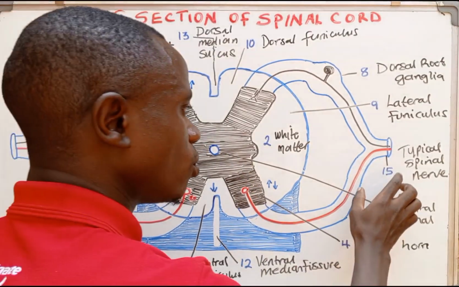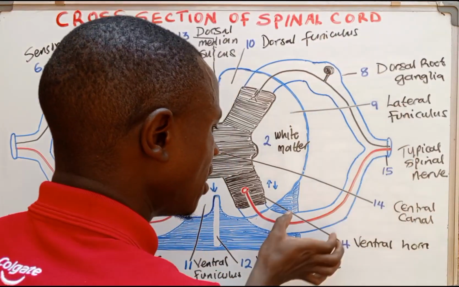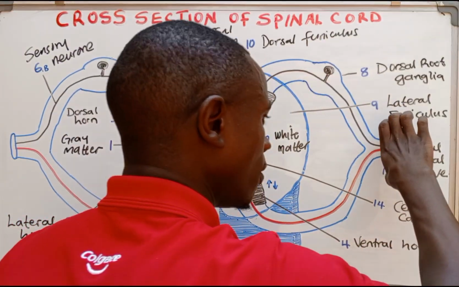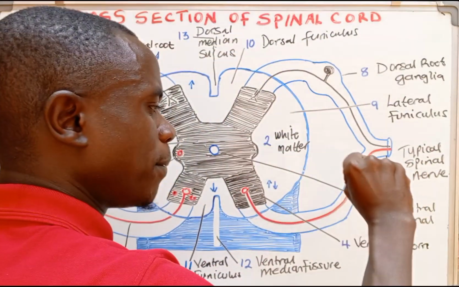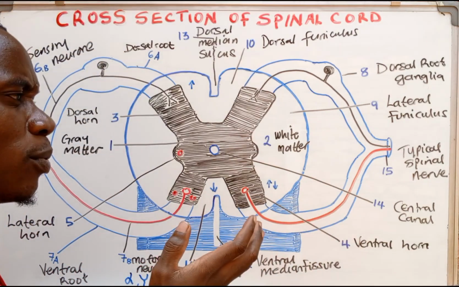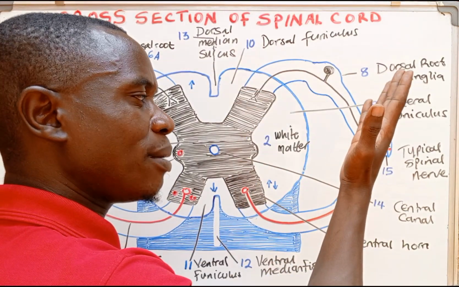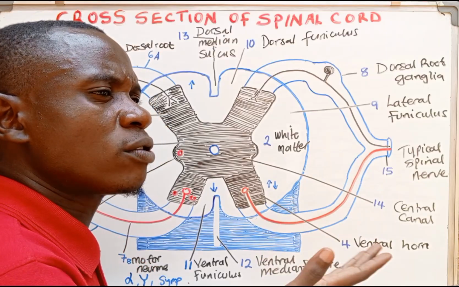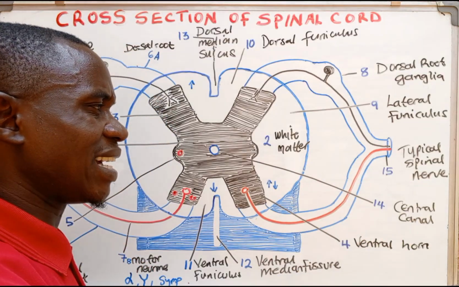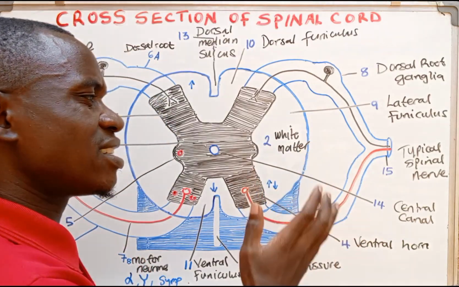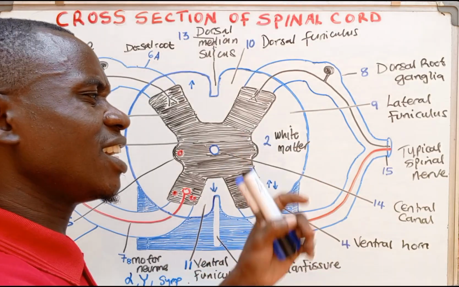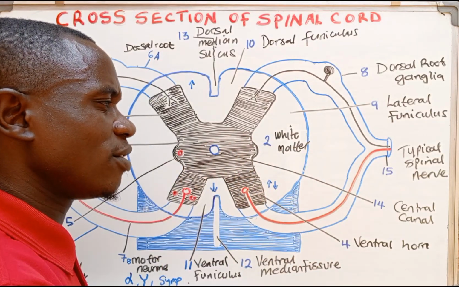Lastly, we said that the dorsal root and then the ventral root, when they come together, they form what we call a typical spinal nerve. And of course, a typical spinal nerve, later we shall have it split into the dorsal rami and then the ventral rami, going to supply different areas. We shall come later and see how a spinal nerve is going to be splitting into the dorsal rami and then the ventral rami.